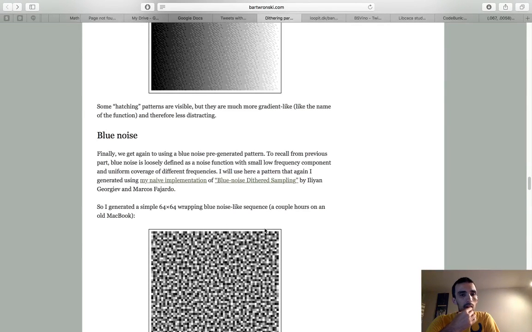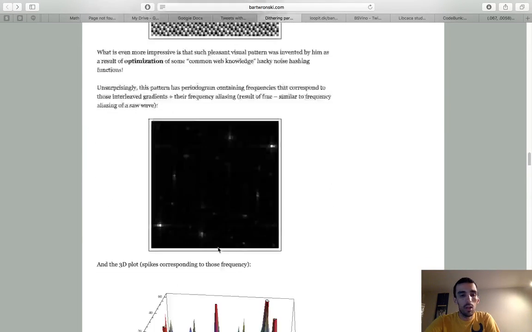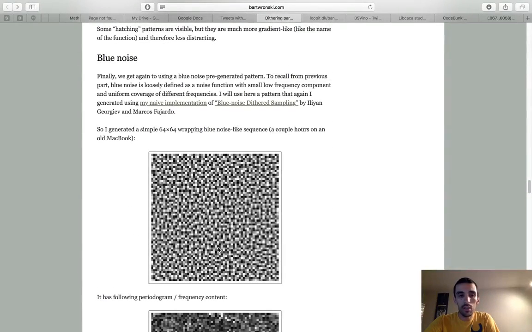Finally, we get again to using blue noise pre-generated patterns. Yeah, so to be honest with you, I've done both of these things. I have used this formula in a shader, a hashing function, as Jeff says. And I have also gone into the GIMP or whatever, generated noise, saved it to a texture, and used that instead. And both work fine. Yeah, if you want the noise to change over time, then that's different.